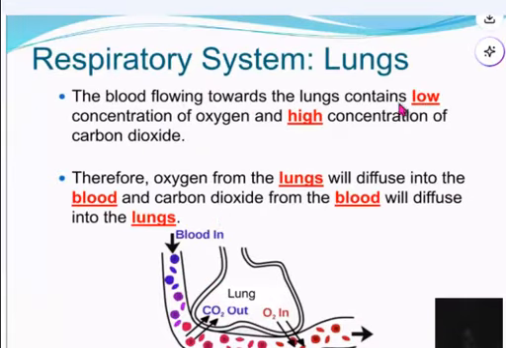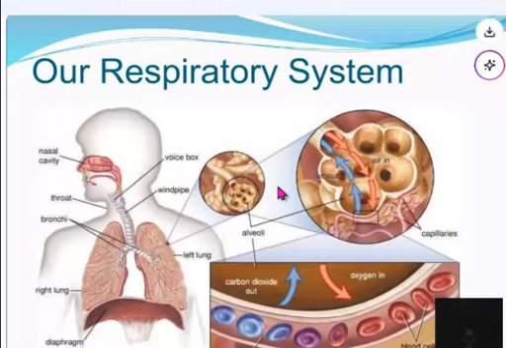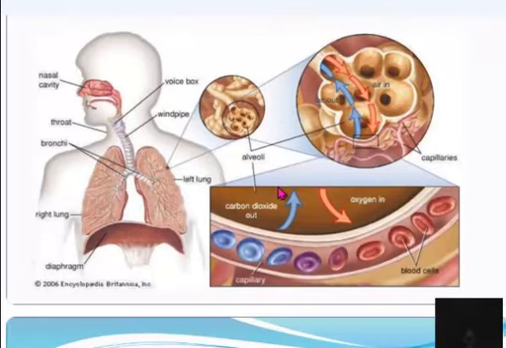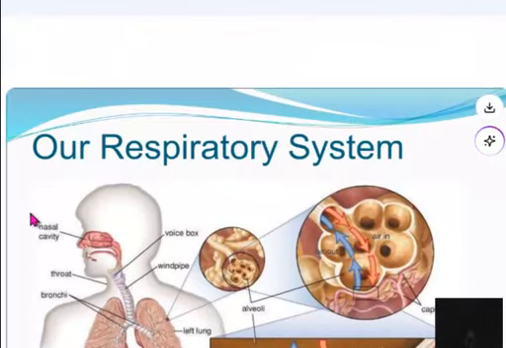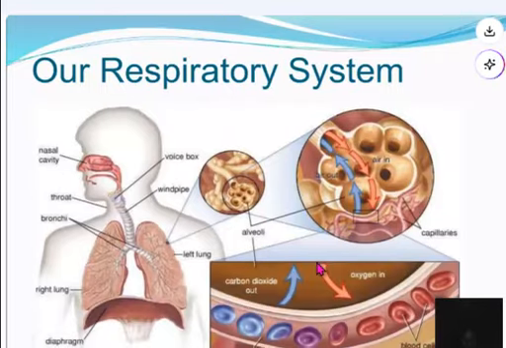The blood flowing toward the lungs contains a low concentration of oxygen. Okay, this is what I just explained now. So that is our respiratory system. You can see that now. Look at that diagram very carefully.